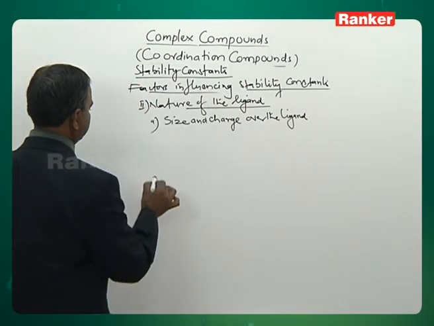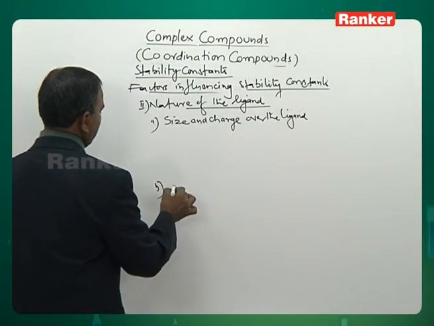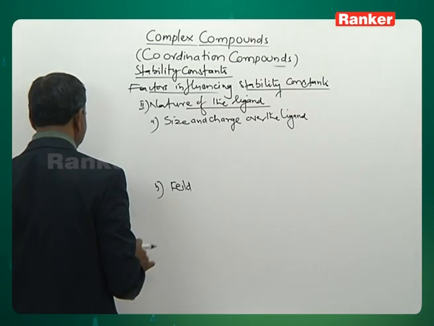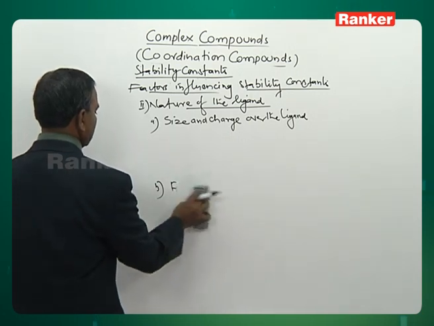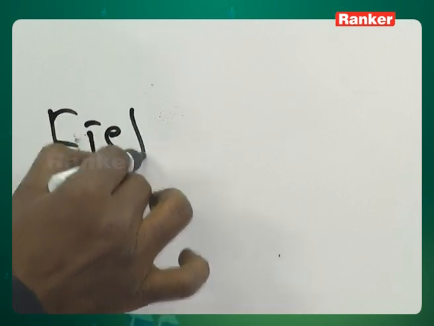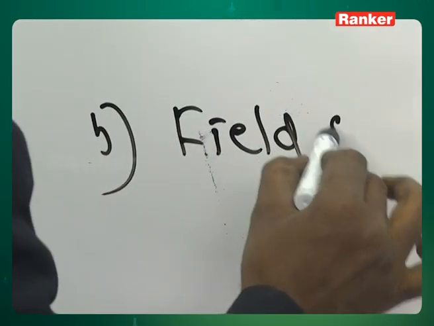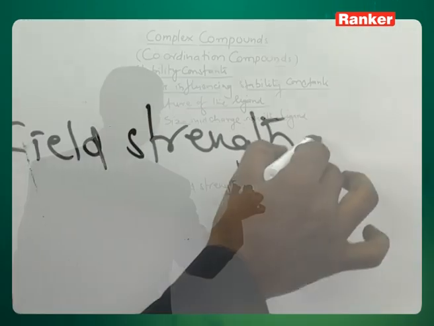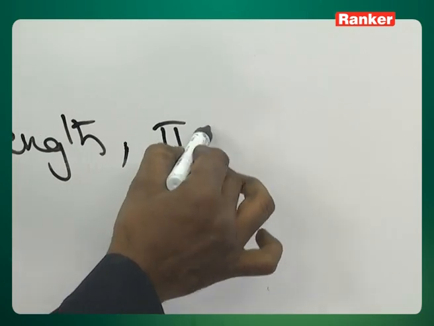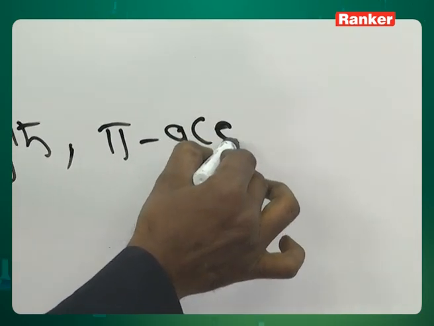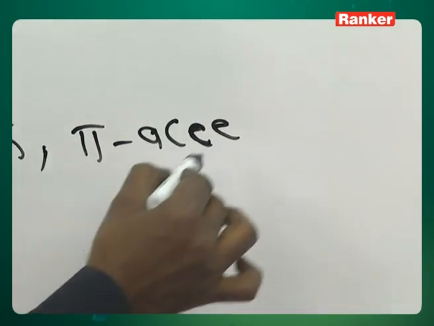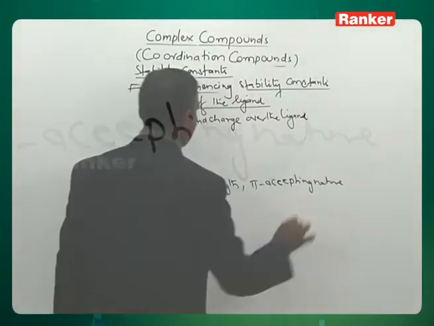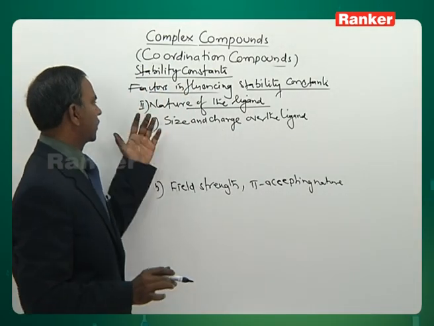Size and charge of the ligand. Field strength of the ligand. Field strength, pi accepting nature, pi accepting. Many factors are there. Let us discuss these factors under the nature of the ligand.